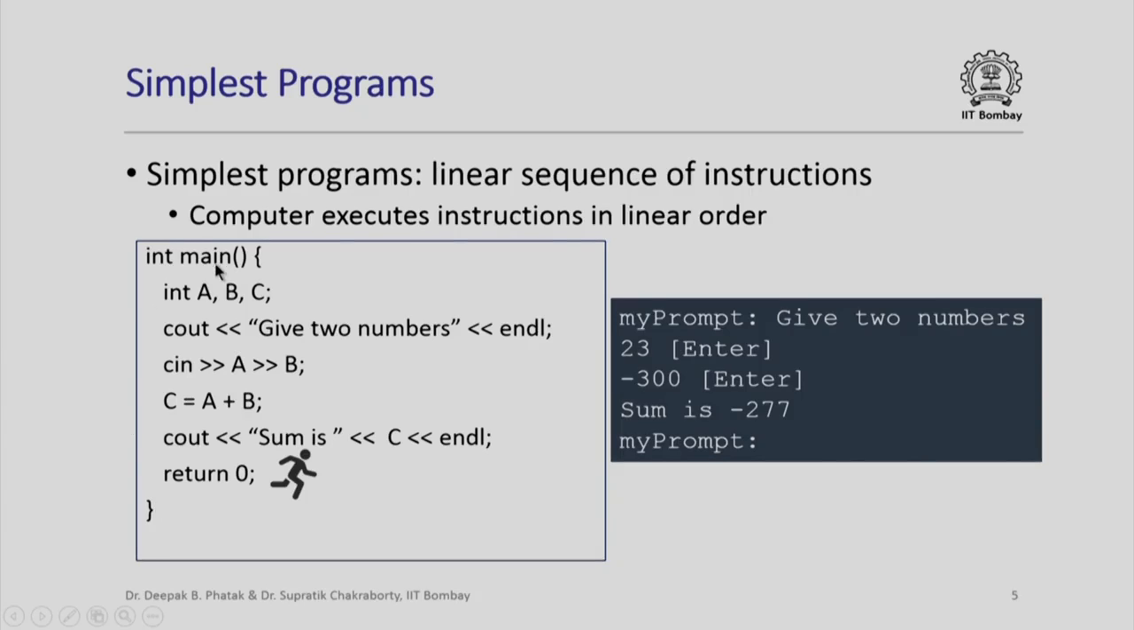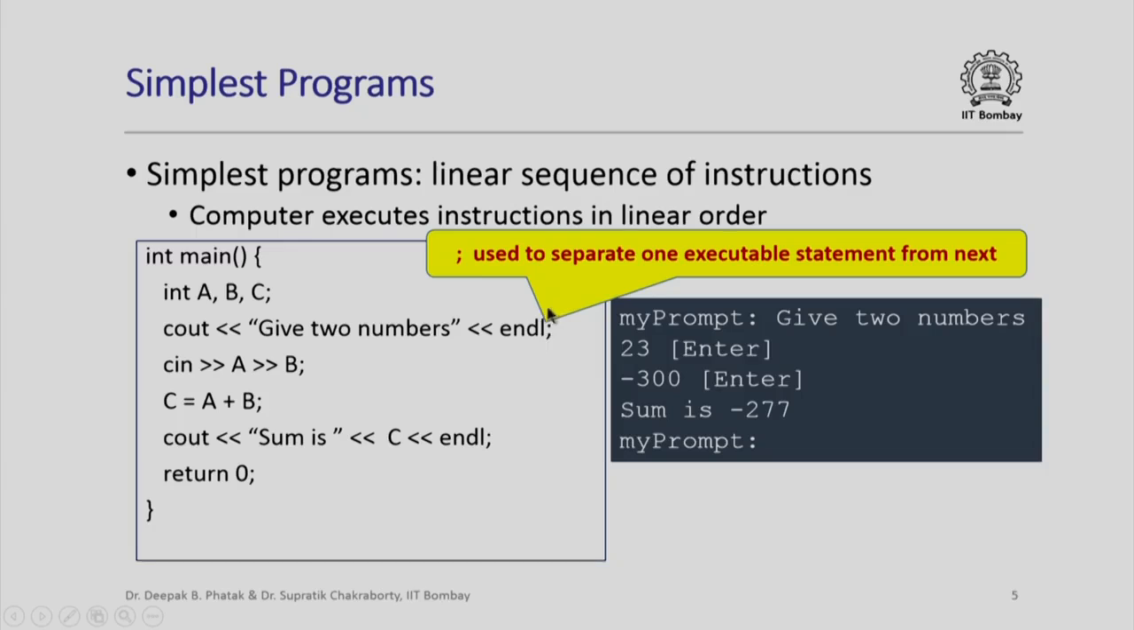Recall that the operating system had called the function main, and when the control passes back to the operating system we get back the prompt on our screen. So this is exactly how a computer executes instructions in sequence as they are specified in the program.